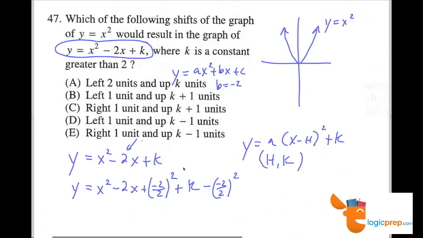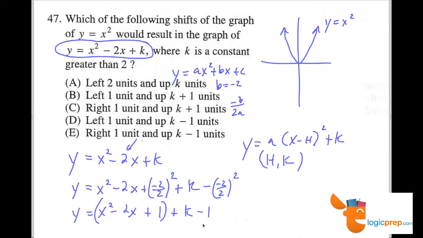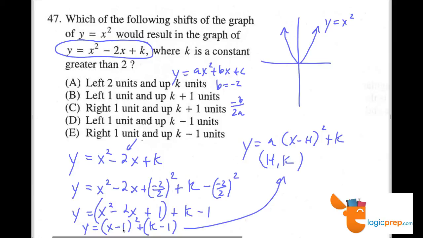And when we complete the square, we take negative b over 2a. So we get x squared minus 2x plus 1 plus k minus 1. And now we have a perfect square here, which is why we completed the square. y equals x minus 1 squared plus k minus 1. So we are now in vertex form. We know our vertex is going to be 1, k minus 1.